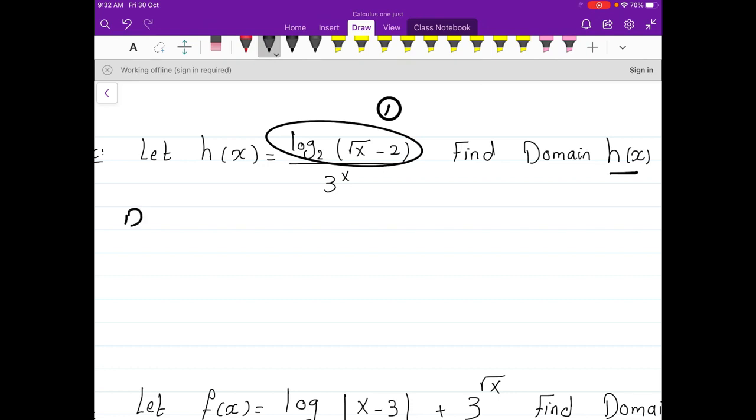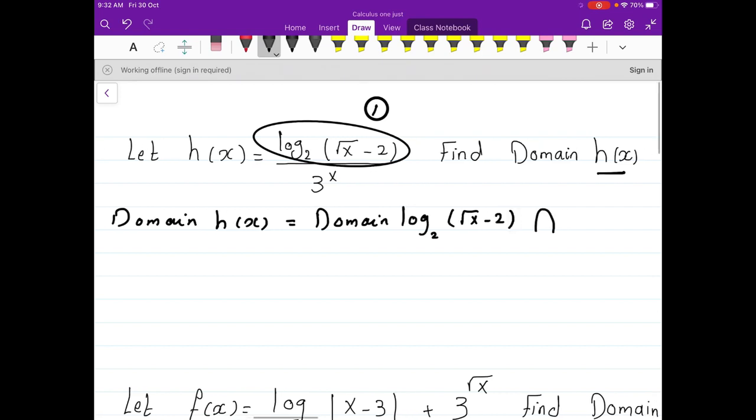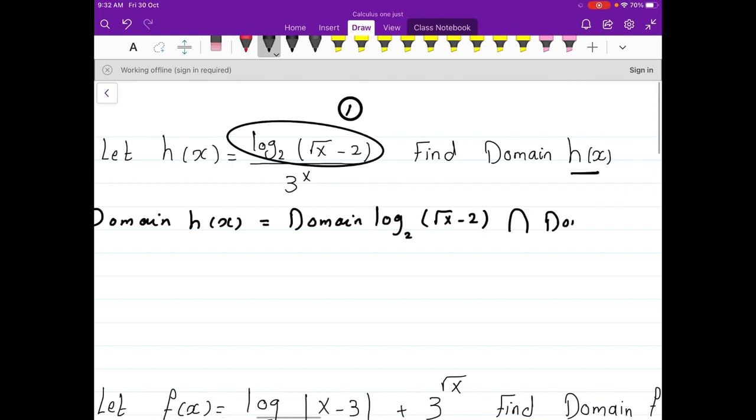So the domain is except the zeros of 3 to the power x. So the domain of h of x equals the domain of log base 2 of the square root of x minus 2, intersection the domain of 3 to the power x except the zeros of 3 to the power x. Notice that 3 to the power x will never be equal to 0.